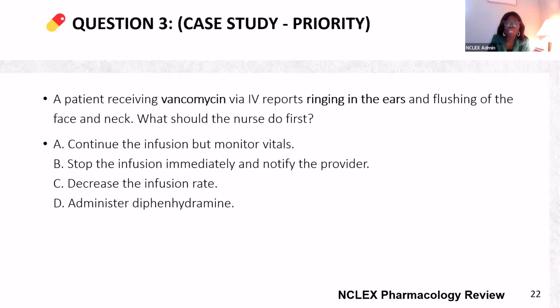Okay. Let's look at this question. You have a patient receiving vancomycin. So every drug we are looking at today, you must know, it is high yield. So vancomycin is an antibiotic. So the client is receiving it via IV, and now reports ringing in the ears and flushing of the face and the neck. What should you do first? So look at the question. What is being asked of me? What should the nurse do first? So you may have to do some of the stuff here, but ask yourself, what will be life-saving? What should I do first?